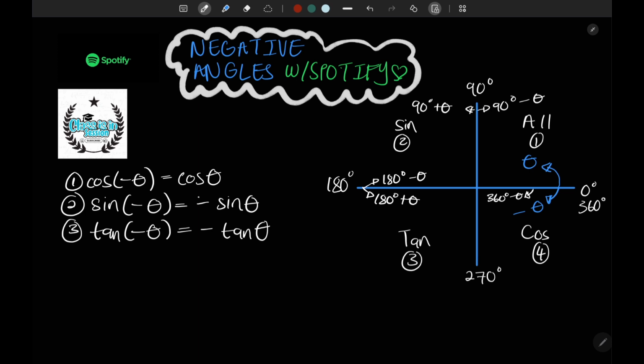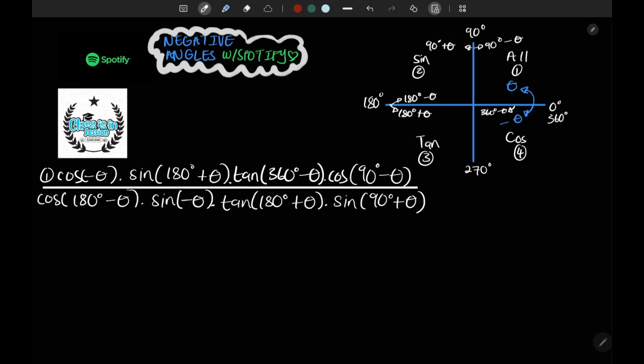And that is how you work with negative angles in trigonometry. Now let's do your exam questions. Number 1, we have a fraction, and I told you guys that when you get such a problem, the first thing that you should do is to identify your trig technique, whether it's a cofunction, reduction, or negative angle.